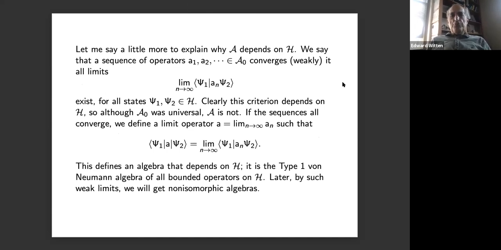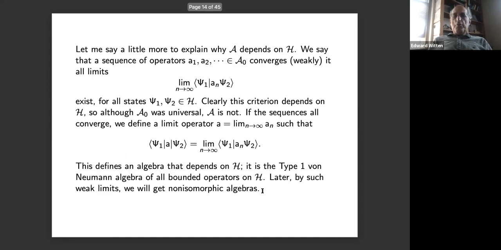I kind of already said this, but let me explain in more detail why the algebra depends on the Hilbert space. When we say that a sequence of operators converges, we mean that all limits of matrix elements exist for all states in the Hilbert space. This criterion depends on the Hilbert space. So although the small algebra A0 was universal, its completion is not. If the sequences all converge, we define a limit operator A, whose matrix elements are the limits of the matrix elements. That defines an algebra that acts on H. And in this construction, it's going to be the type 1 von Neumann algebra of all bounded operators on H. But later, by such weak limits, we'll get non-isomorphic algebras, strange algebras of the kind that arise for a local region in quantum field theory.